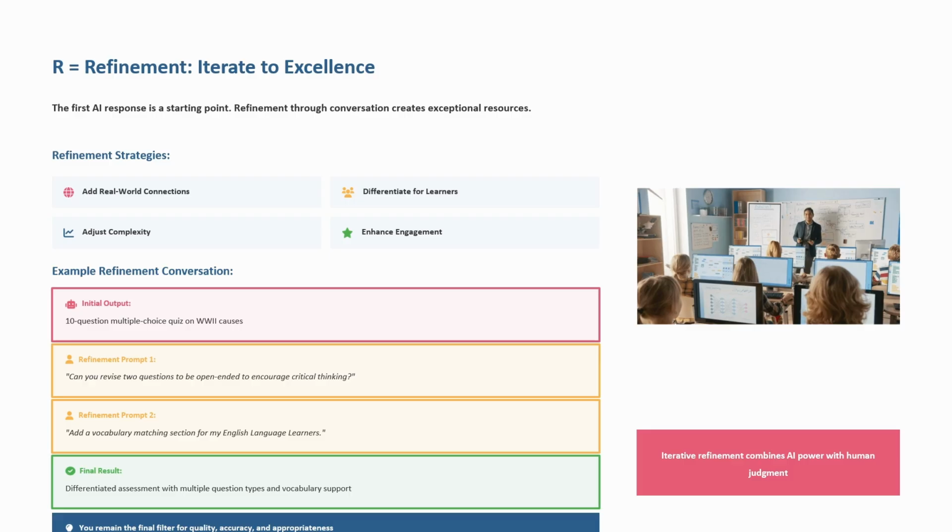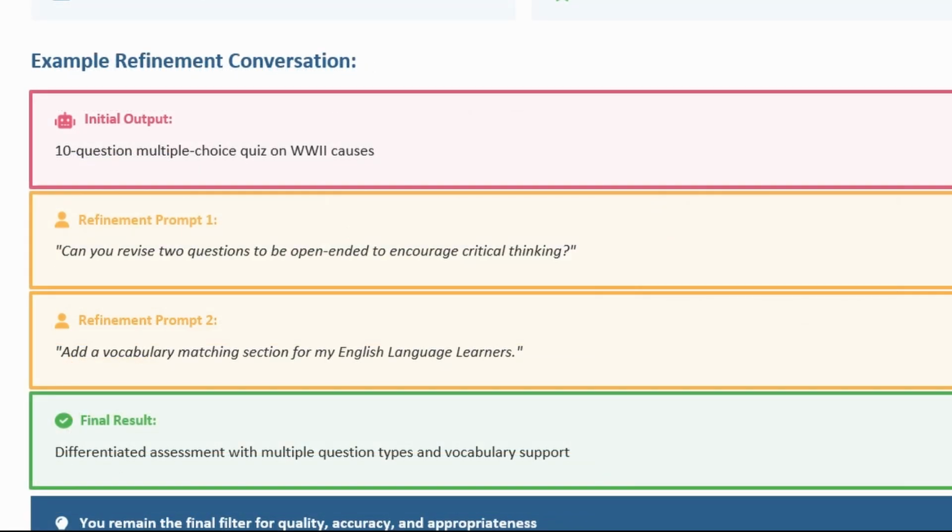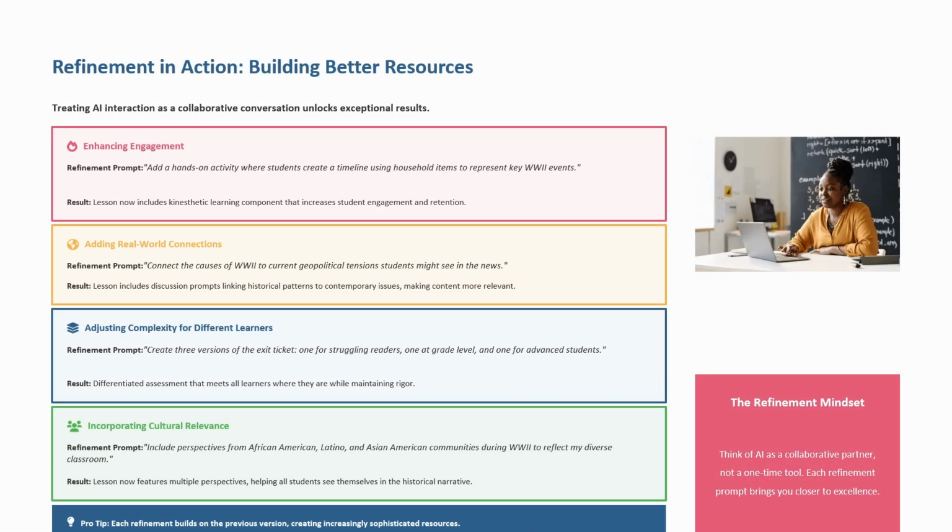In our example, we start with a 10-question quiz. The first refinement asks for 2 questions to be revised to be open-ended, promoting critical thinking. The second refinement adds a vocabulary section to support English language learners. Through this iterative process, a simple quiz becomes a differentiated assessment tailored to your students' needs. This is where your expertise as an educator is irreplaceable. You guide the AI, ask for adjustments, and ensure the final product meets your high standards. Refinement is how you combine the power of AI with your professional judgment.